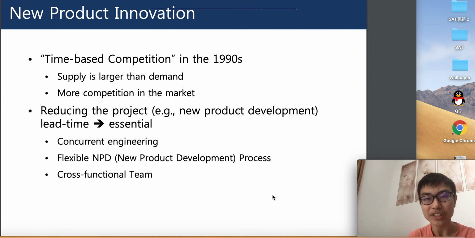Time-based competition started in the 1990s, when supply was larger than demand. When supply is larger than demand, the market is definitely more competitive, because not all products can be sold, not all companies can succeed in selling their products, and so they have to try to reduce the product lead time in order to be competitive.